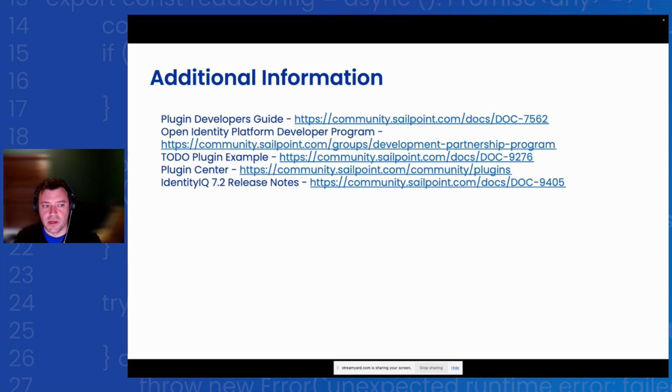There's a to-do plugin example on Compass as well. I think it's still there. Sometimes it can be a little tricky to find, but that gives you a basic plugin build structure with some artifacts to get you started, a head start there. And then you don't really need the release notes, but that's that.